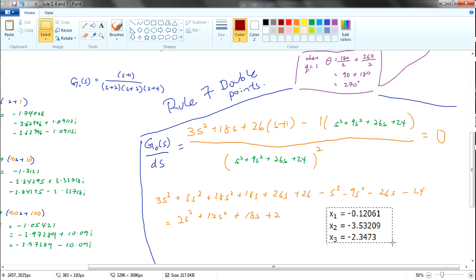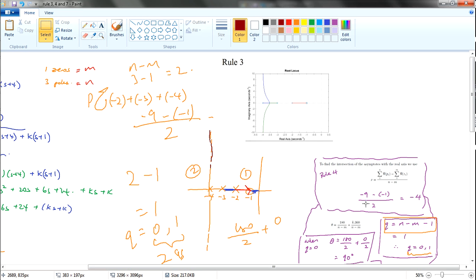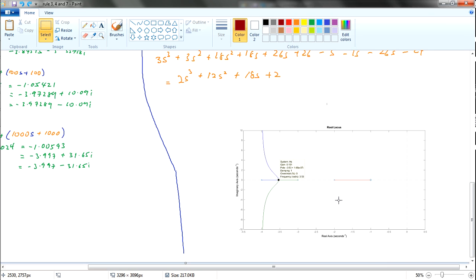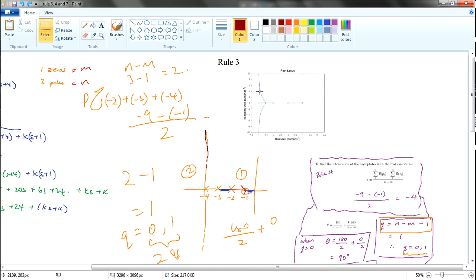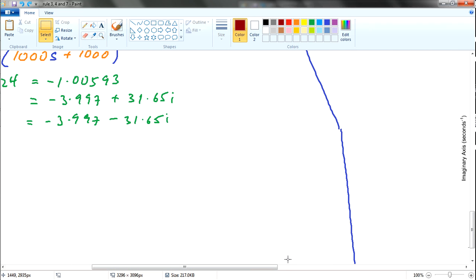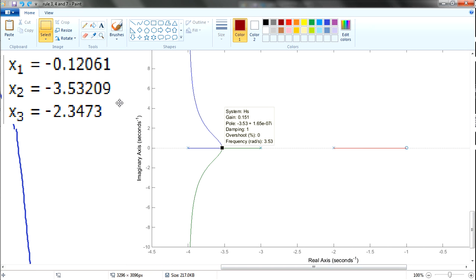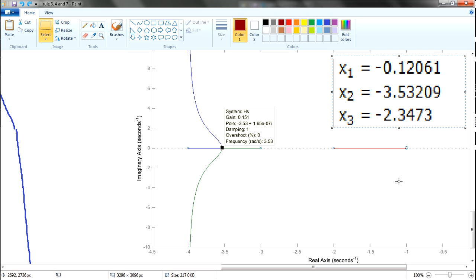Based on these values, let's copy and paste, and let's go over here. I expanded this portion into here. Let's compare with the root locus double point. As you can see, minus 0.1 should be somewhere over here. It's not in the root locus, so it's cancelled. And then minus 3.5 is in the root locus, exactly the double point. So we have calculated the double point.